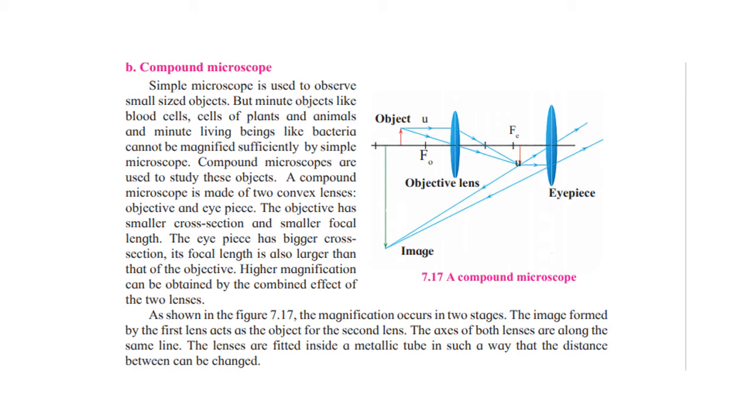Depending upon the number of times it is being magnified, you can magnify the object many times. For example, if the first lens is magnifying it 10 times and the second lens is again magnifying by 10 times, so the overall magnification becomes 10 into 10, that is 100 times. That's why it can be seen very large, and you can see very small things also. The image formed by the first lens acts as the object for the second lens.